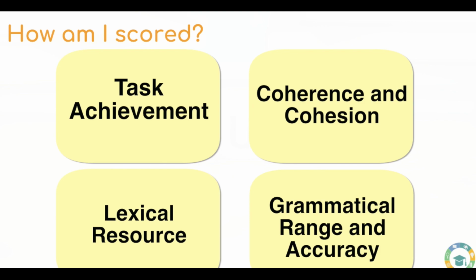So these are the 4 criteria that the examiner will be looking for in your writing. And if you can do well on all 4 of these sections, you'll get a high band score. Understanding how the examiner marks you will help you understand what skills you need to improve. Let's take a deeper look at each of these sections from the examiner's band descriptors.